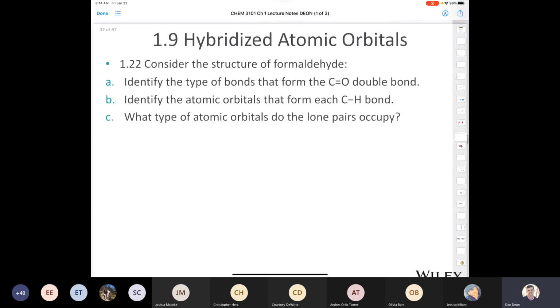Well, let's look at a practice problem here. It says, consider the structure of formaldehyde. Identify the types of bonds that form the carbon-oxygen double bond. Identify the atomic orbitals that form each carbon-hydrogen bond. And what type of atomic orbitals do the lone pairs occupy? A lot to unpack here.